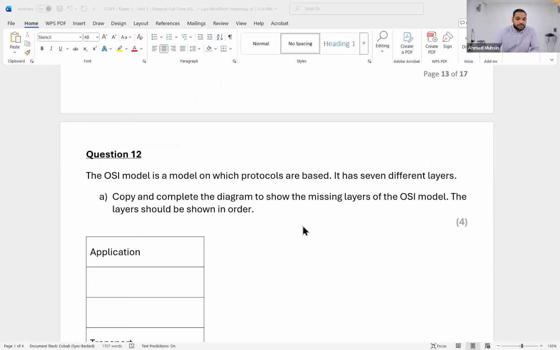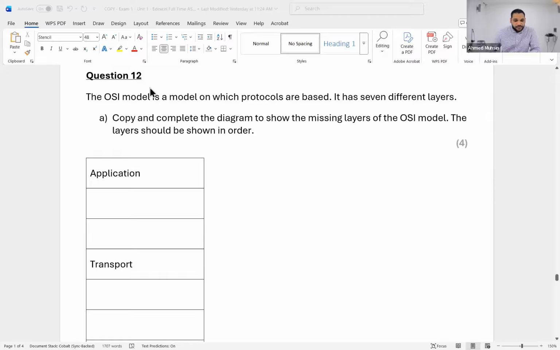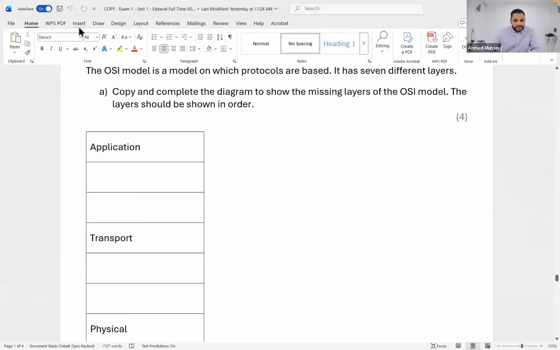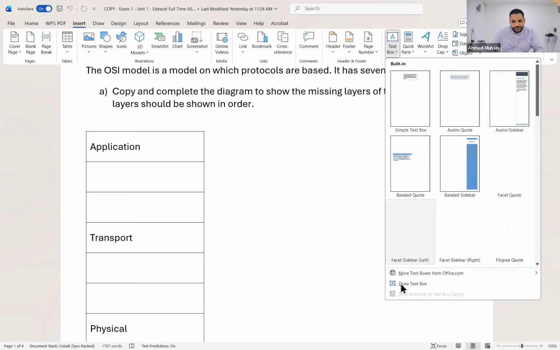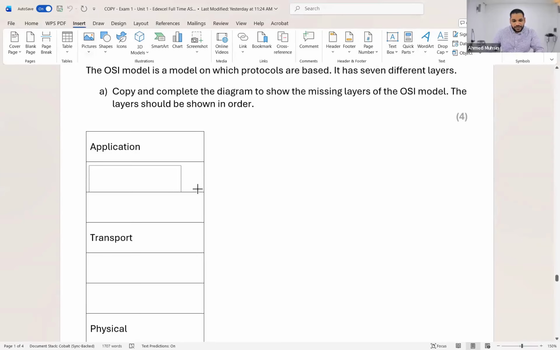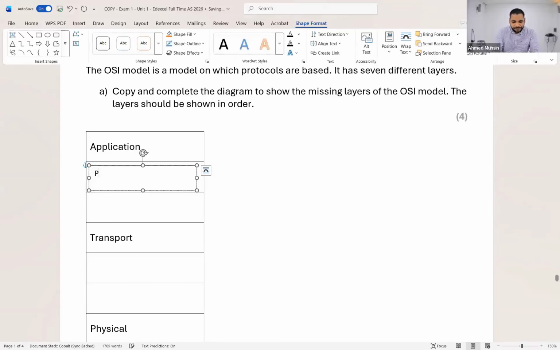Copy and complete the diagram to show the missing layers of the OSI model. So when you look at this, when you're sending data, from top to bottom, initially we have application, and after application we have our presentation layer. Application is where the data packets are going to be formed, based on the application that's being used.